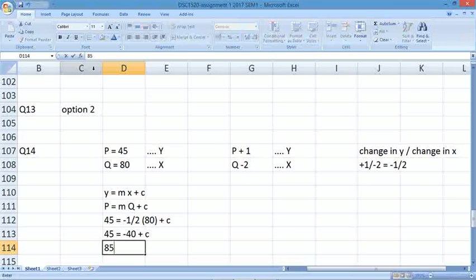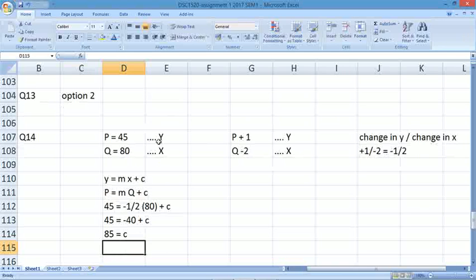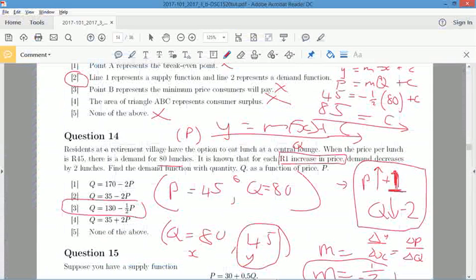So 85 equals c. Alright, so for this particular question, question 14, I would be choosing none of the above, because you don't have that particular option. Okay, none of the above.